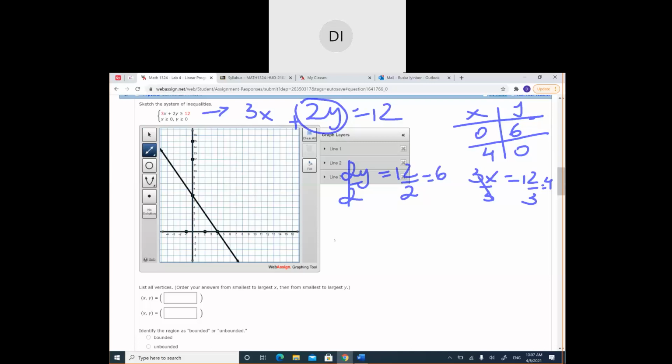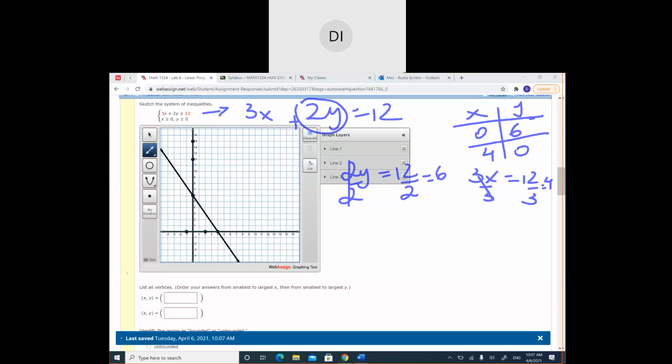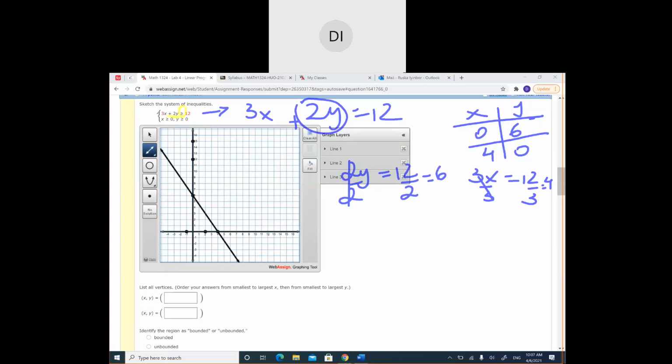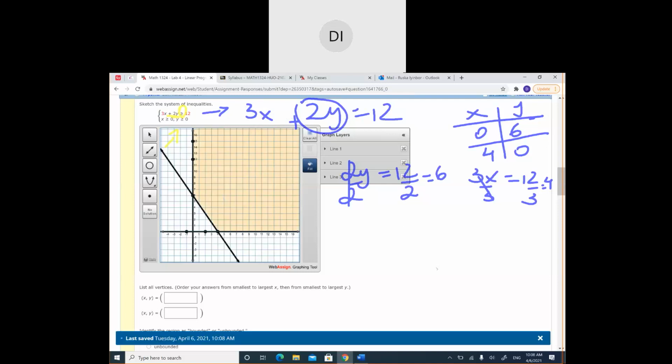Now I have to look at my inequality. So the inequality is greater or equal. So you have positive y greater or equal means above. So here you're going to graph above the line. Okay? So I'm going to click on my bucket fill. And it's asking me something, I'm going to do okay. And then I'm going to click above the line. Because the inequality is greater or equal to 12. That means I'm going to graph above my straight line. Okay? And that's my graph.